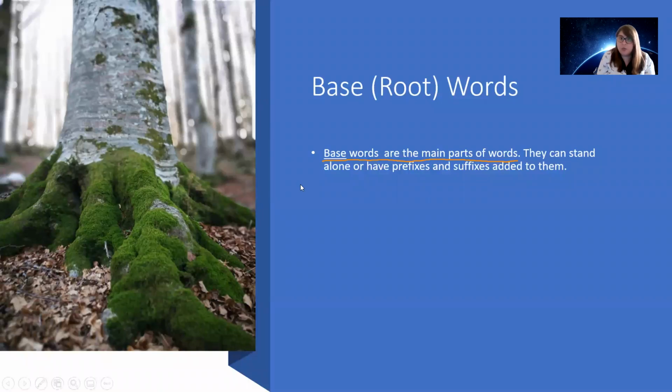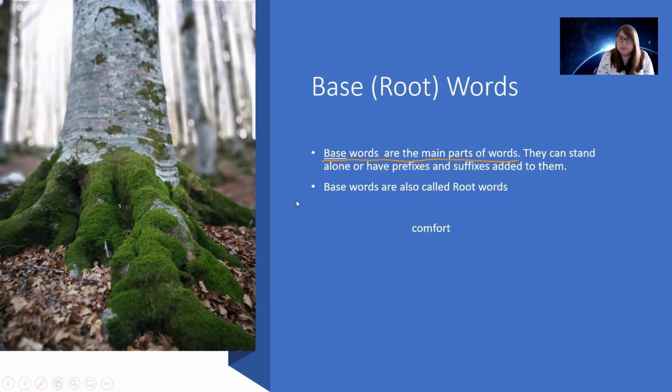Somewhere on your note sheet, we also want to include that base words are also called root words. These two things mean the same thing. And sometimes when you hear me talk about them, sometimes I'll say base words and sometimes I'll say root words. It just depends on what I am talking about. They're interchangeable and they both mean the same thing. So let's see how this works.